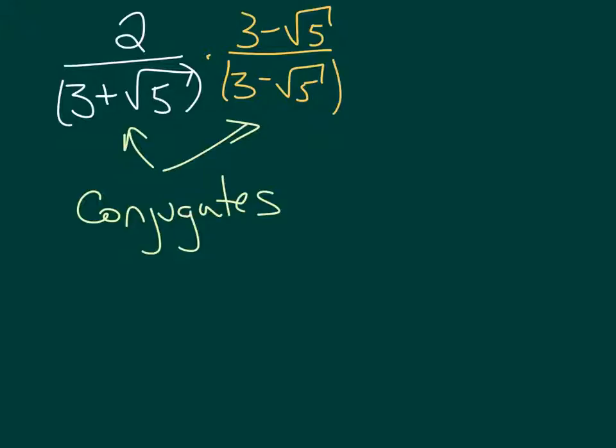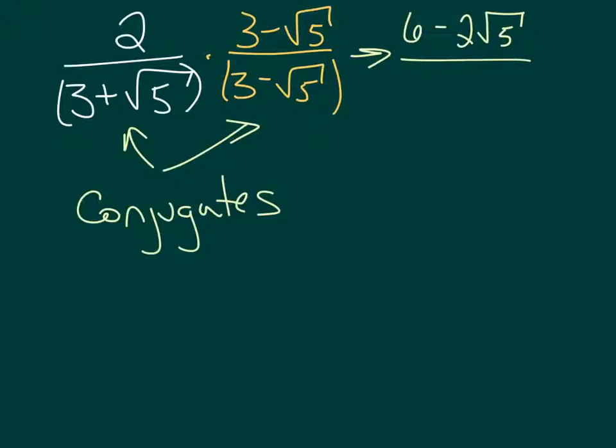So what happens in the numerator right now? What is it? 6 minus 2 radical 5. Right? Because we got to distribute the 2 to both of them. So 2 times 3 is 6. 2 times negative radical 5. Well, because we got to distribute this 2. It's 2 times 1, really. Is that okay?